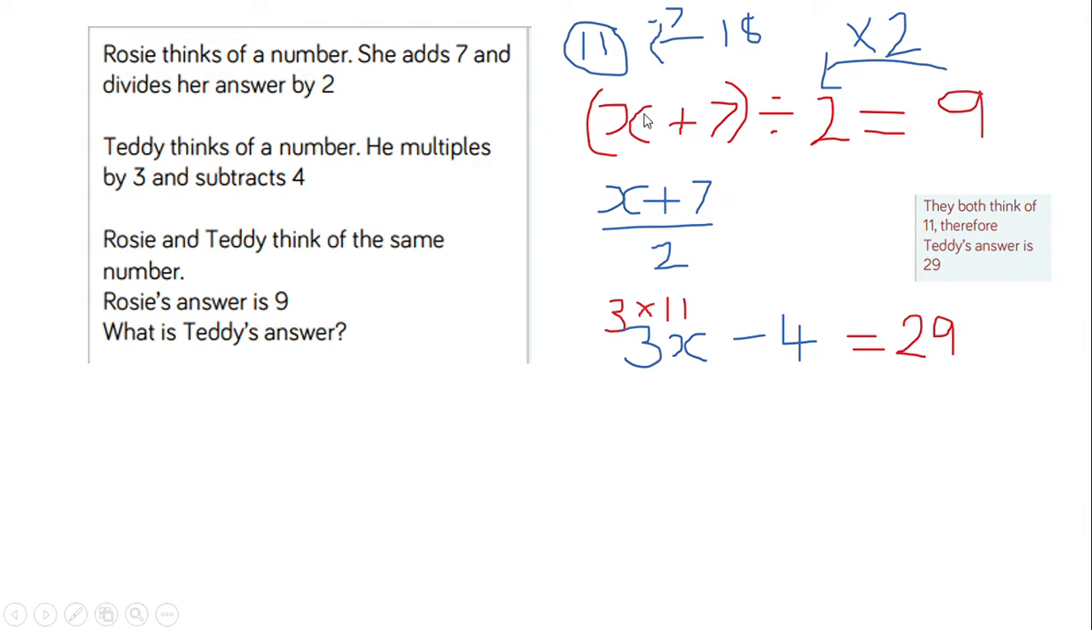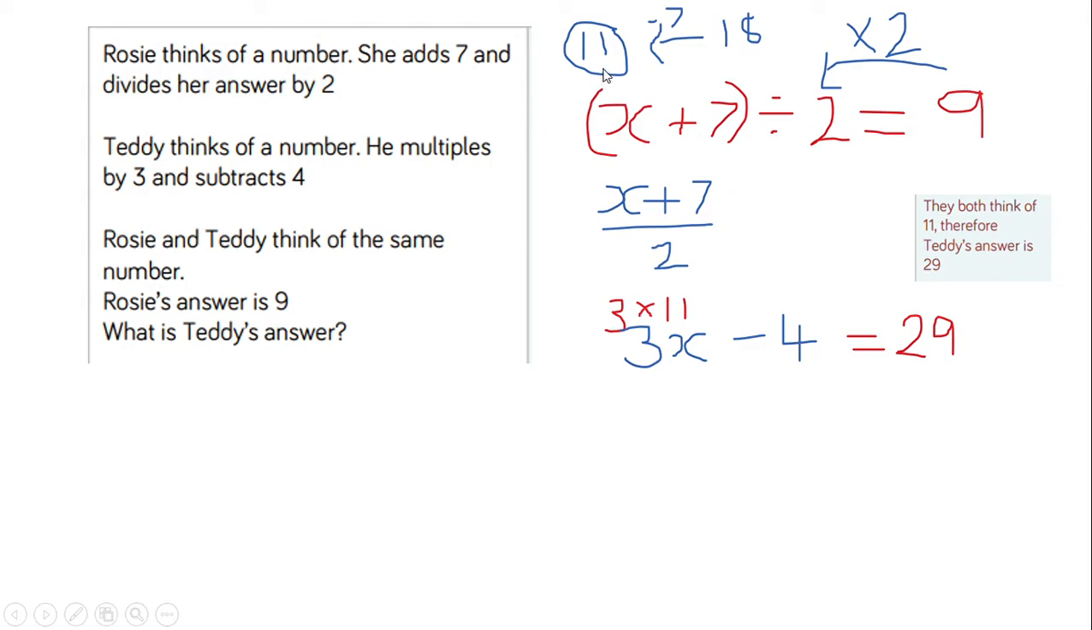So we're going to do the inverse, just like we did with the function machine. If we know X plus 7 divided by 2 is 9, then we can work back. We start with our 9, we do the inverse. So 9 multiplied by 2 gives us a midpoint of 18. We then had to add 7 to our X to get 18. So if we subtract 7, do the opposite, we find out that X is 11.